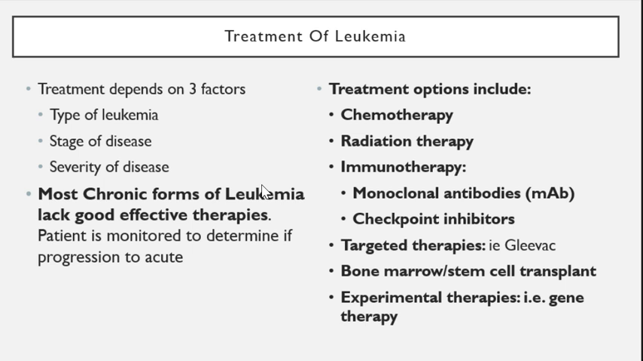You want to tailor-make your treatment based off of whatever the patient's signs and symptoms are, right? Admittedly, though, there are not really good therapies for chronic forms of leukemia. Patients are monitored to determine if the progression leads to acute, but it's very hard to treat people at that stage.